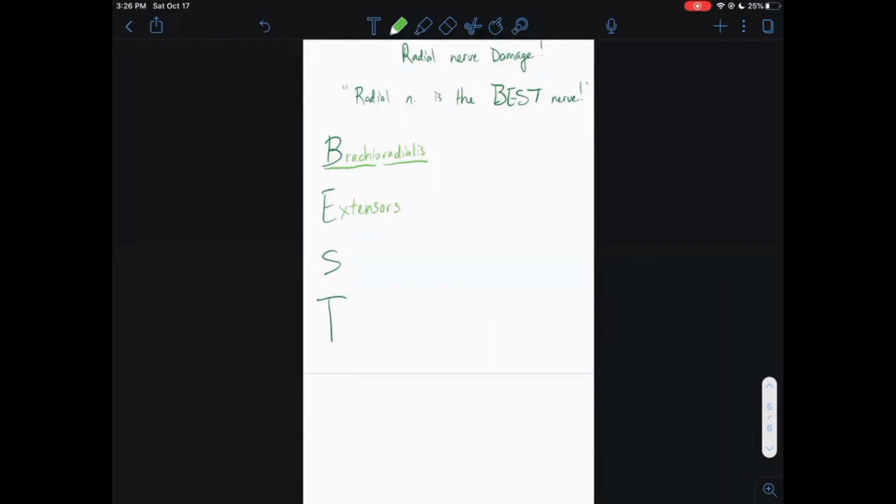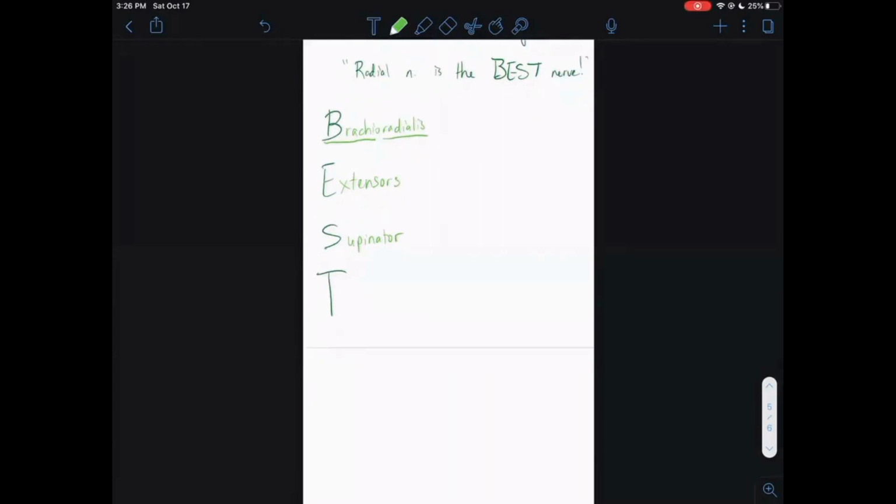All right, the S stands for the supinator muscle. So this is a tiny little muscle in your forearm that helps you supinate your wrist like you're holding a can of soup in your hand. All right, remember the number one supinator in your upper extremity, though, is actually your biceps brachii. So even though the supinator is called the supinator, it's actually a minor action in terms of supination. So it has a minor effect compared to the biceps, actually. And then lastly, in the BEST mnemonic, the T stands for triceps. All right, so all three heads of your triceps are innervated by the radial nerve.